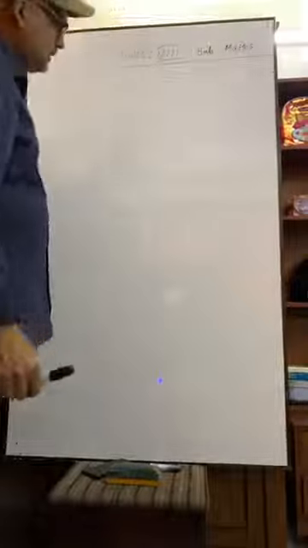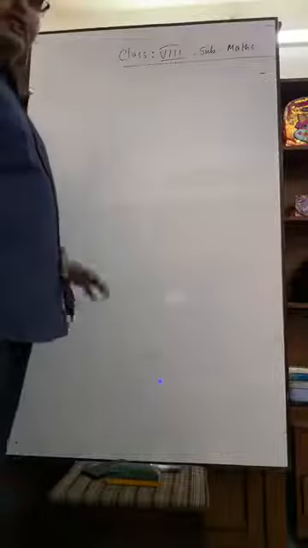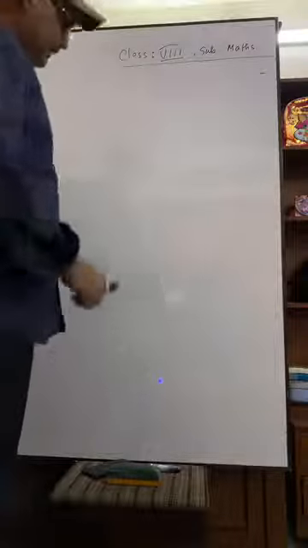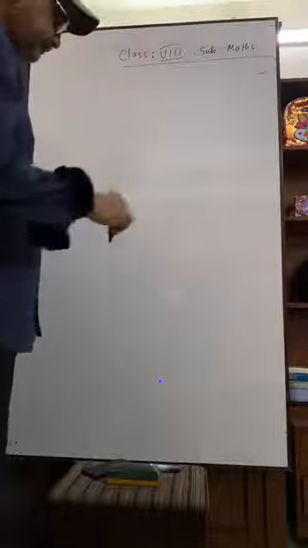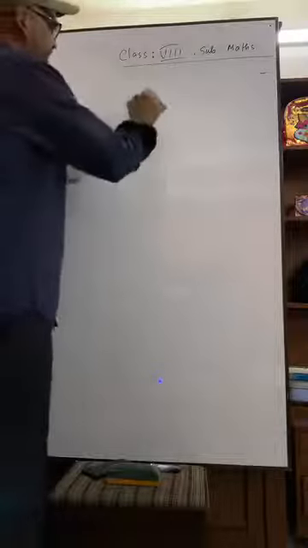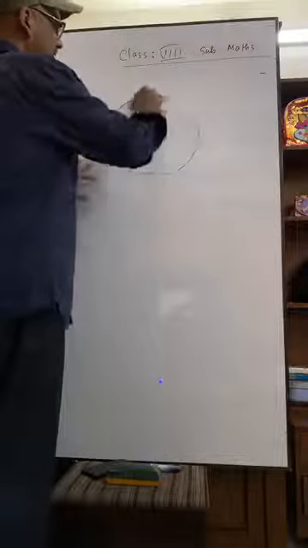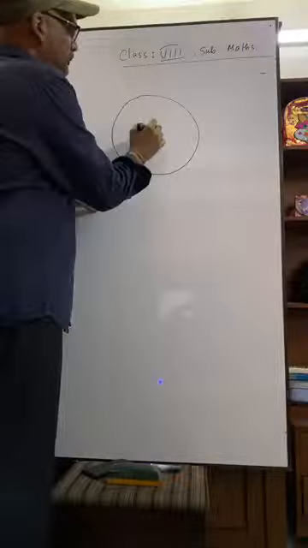In our previous classes, I tried to make you understand the theorem of circle. Just see, suppose this is a circle. What did we prove there?